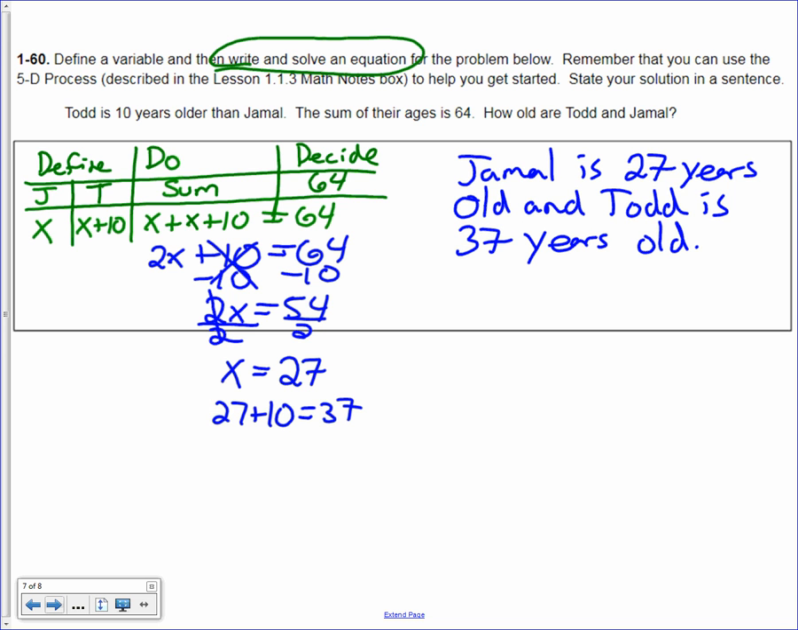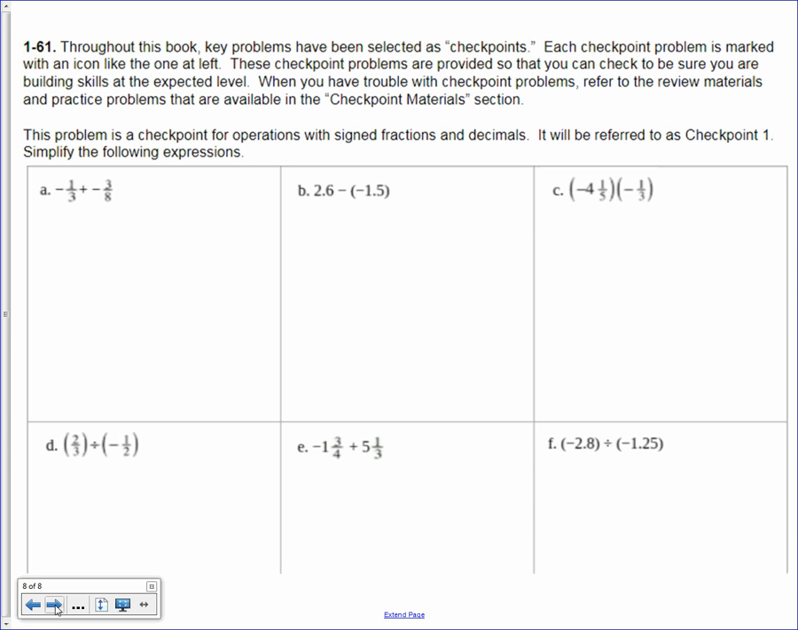Okay, so make sure it says, writing the instructions, write and solve. I did not give you credit if you didn't write and solve. These last couple problems are a checkpoint, so you need to make sure you know how to do them. So they're adding and subtracting decimals and fractions, multiplying and dividing as well. So this is a good review to make sure you remember how to do this.